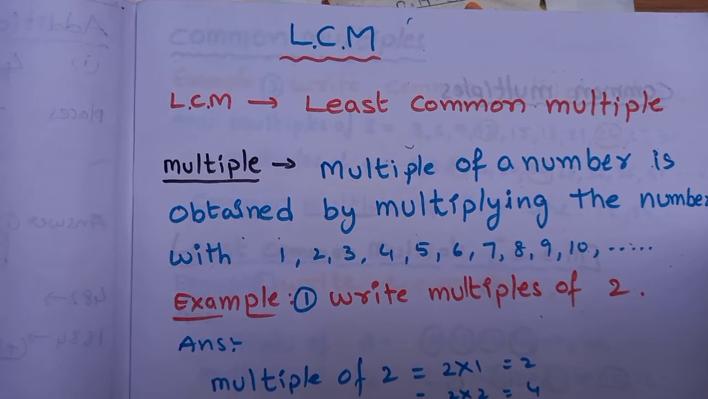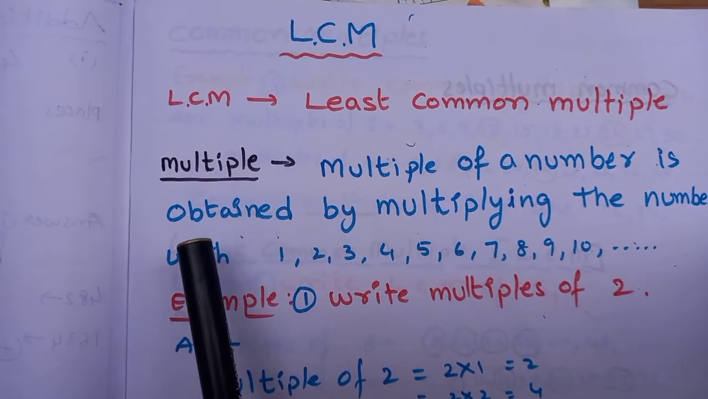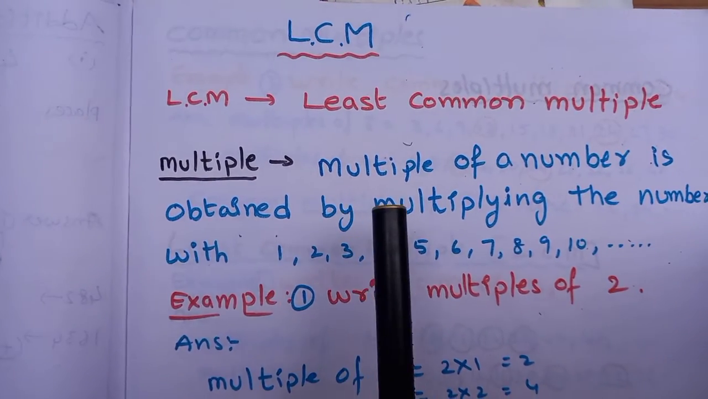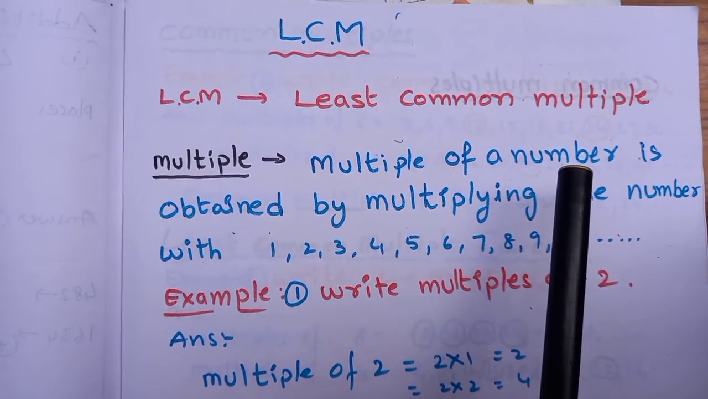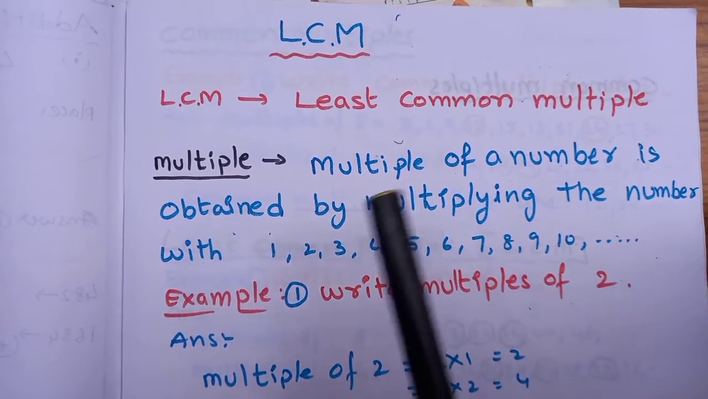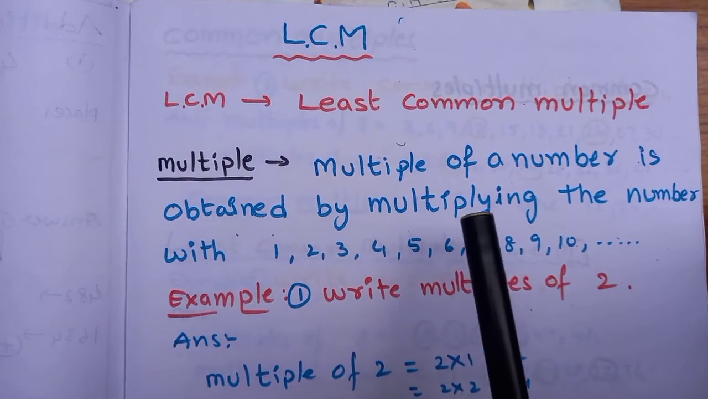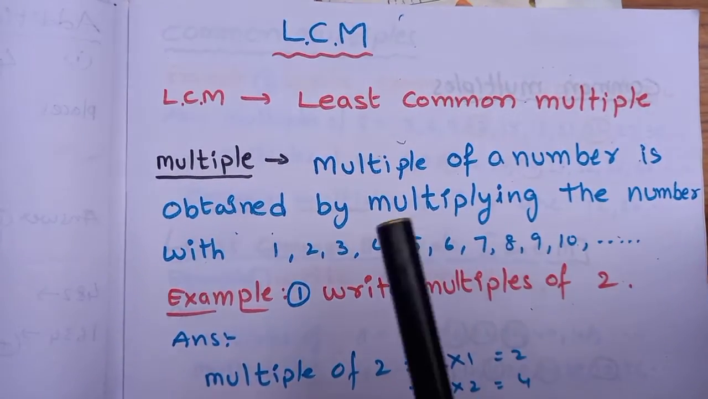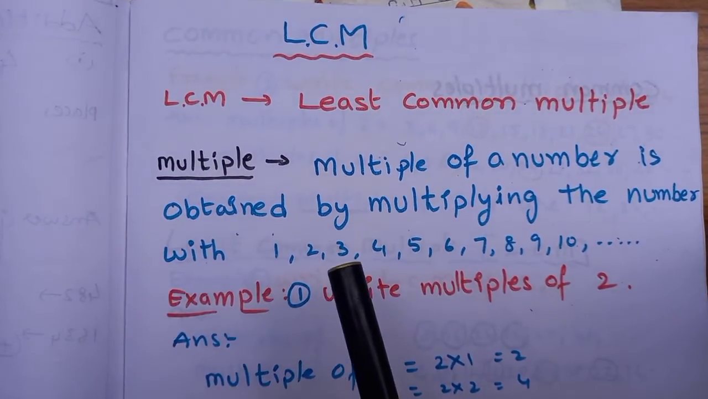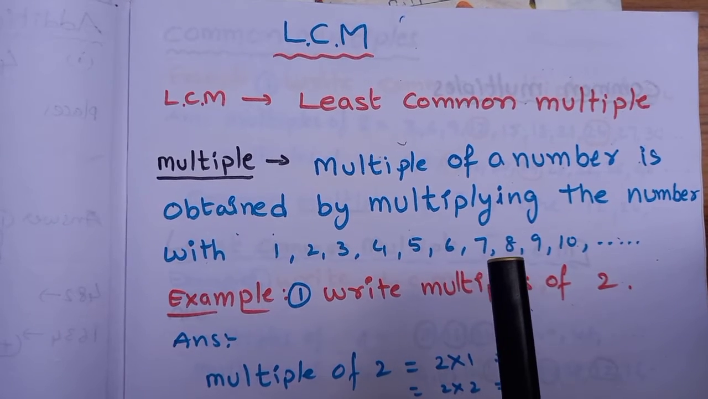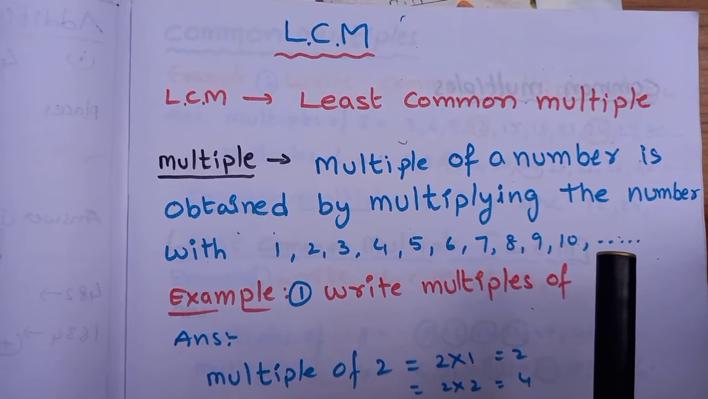Now we are going to learn what is multiple. Multiples of a number is obtained by multiplying the number with 1, 2, 3, 4, 5, 6, 7, 8, 9, 10 and so on.